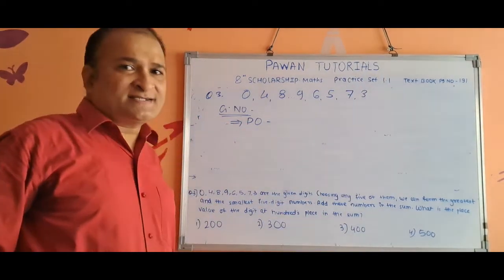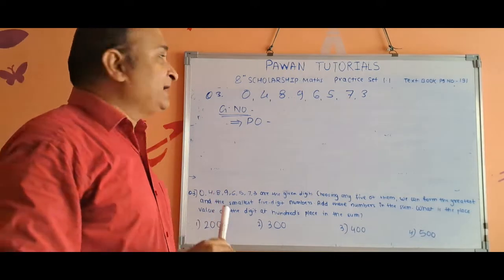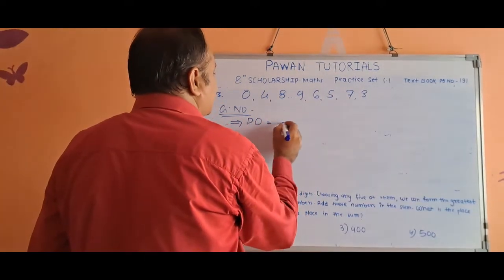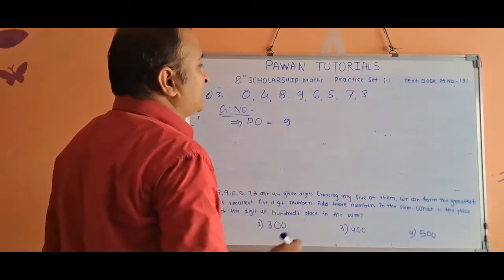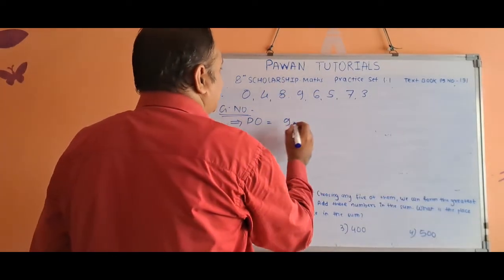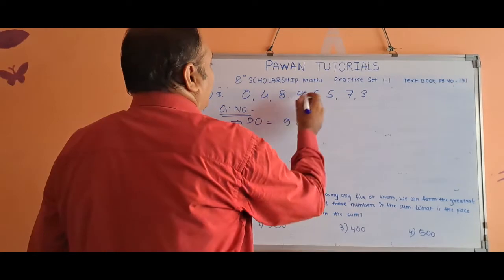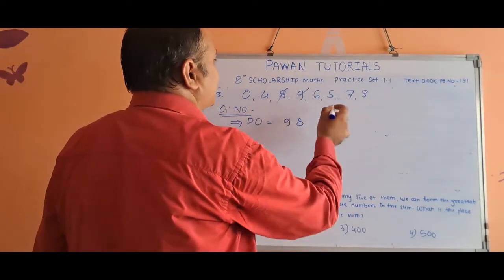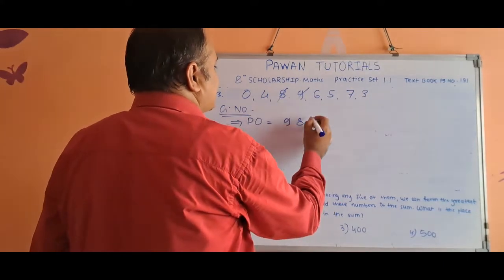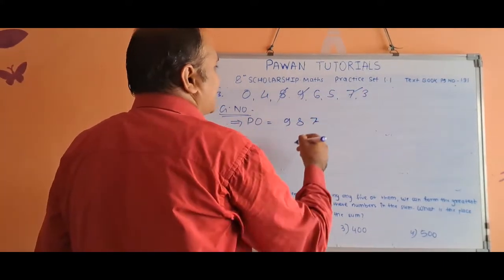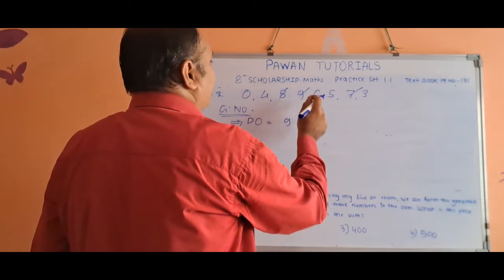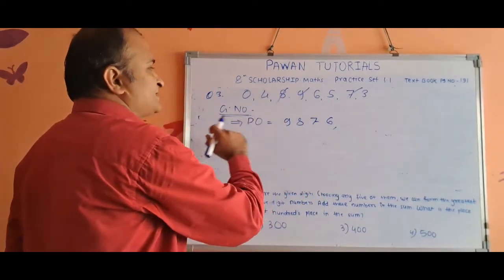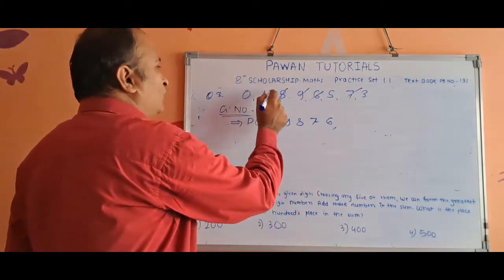Tell me which is the greatest number. Yes, 9 is the greatest number, students. So 9 will be written first. After that, the next digit is 8. After that, the next digit from the remaining digits is 7. 7 gets cancelled. Then the next digit will be 6. After 6, the next digit will be 4.